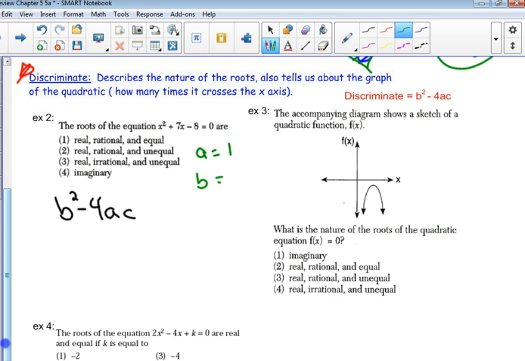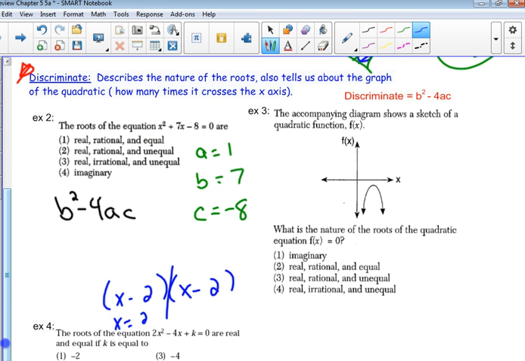Like as the roots? So equal would mean that if you did all your factoring, you would have x equals 2 and x equals 2. Your roots are the same. Probably not, I'm not going to make you give an example.